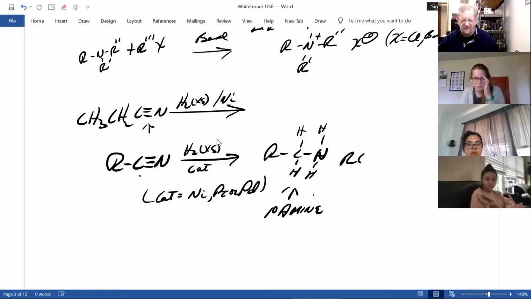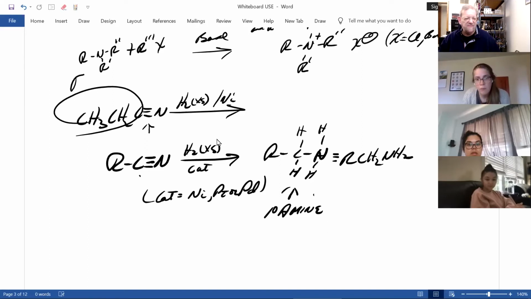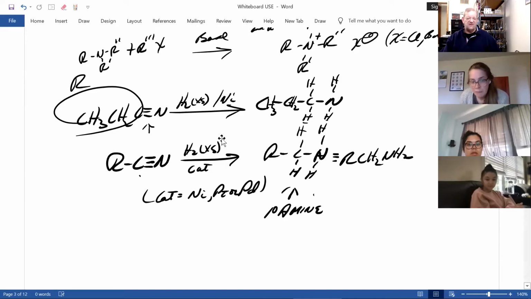which I could have also written like this. Three lines in math means identical. So what's my R group? Methyl. Do you break carbon-carbon single bonds? No. Therefore, I have my 3 carbons, but I do break the 2 pi bonds. And each atom of the triple bond gets 2 hydrogens. And I make N-propylamine. I could have written this as CH2, NH2. Either way works for me on a test. And that's how you make a primary amine.